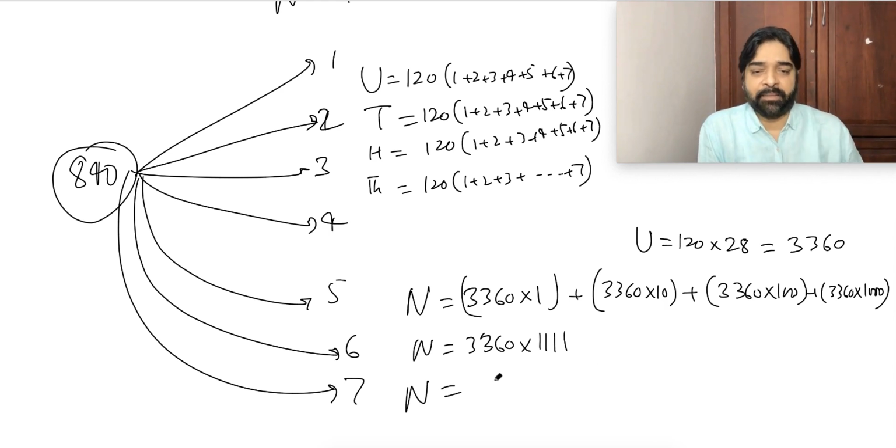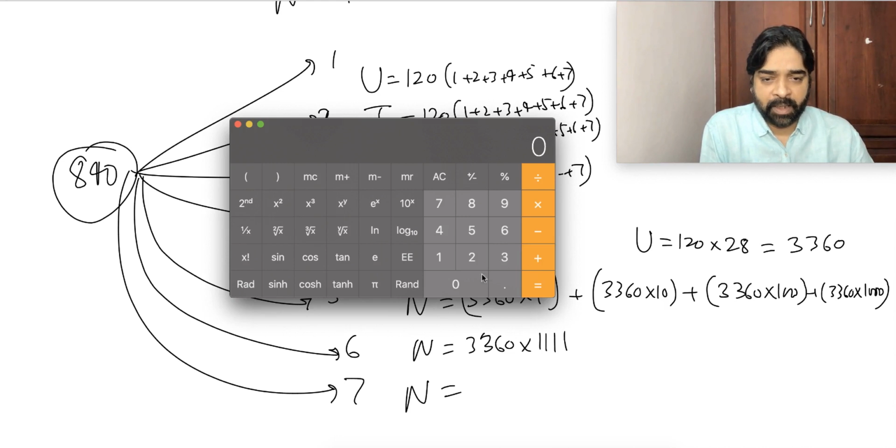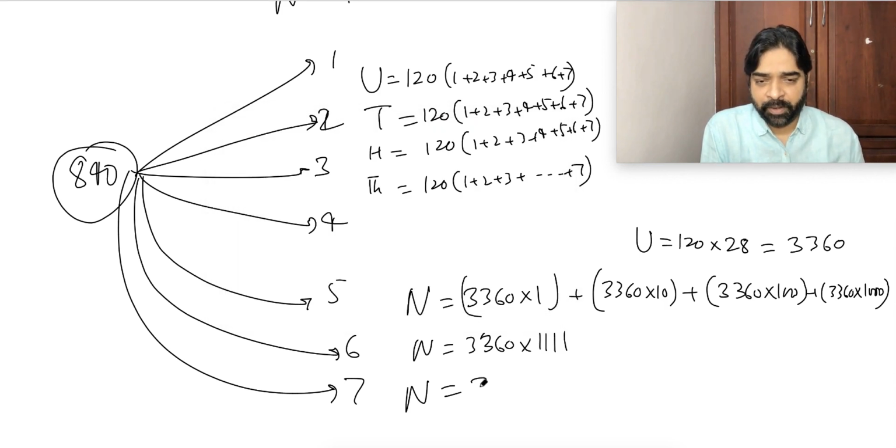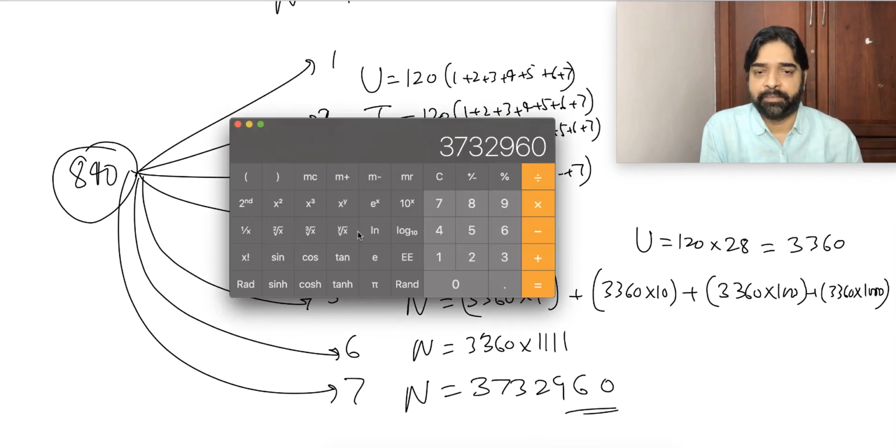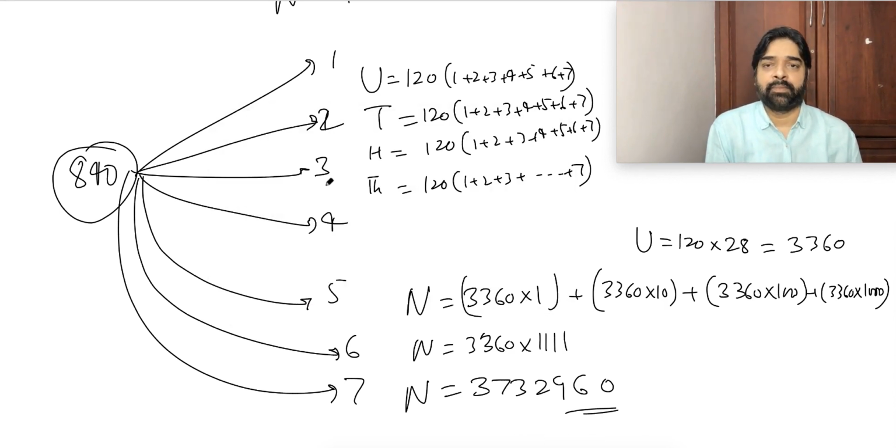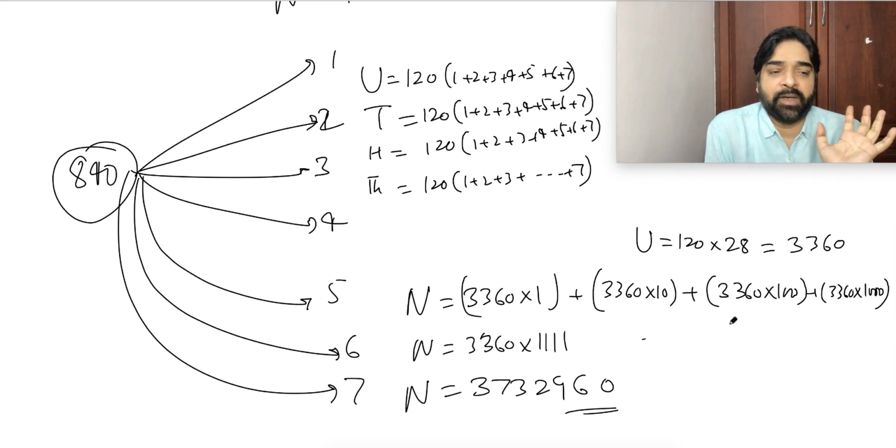So the answer will be 3360 into 1111. The answer is coming 3732960. This will be the answer. This is the sum of all 840 numbers. This much summation will come. All of you understand how to find the sum of digits.